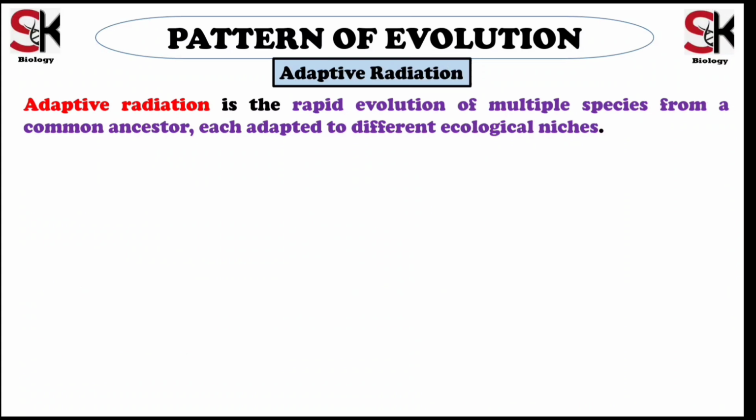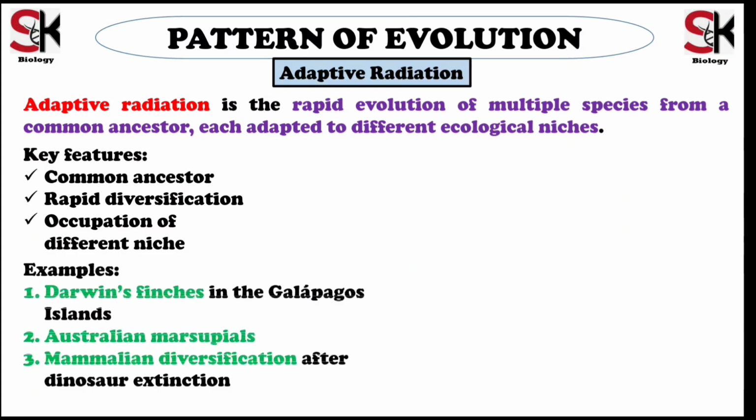Finally, we have adaptive radiation. This is the rapid evolution of many species from a single ancestor, each adapted to a different ecological niche. Key points of adaptive radiation are they have a common ancestor, rapid diversification, and occupation of different niches.